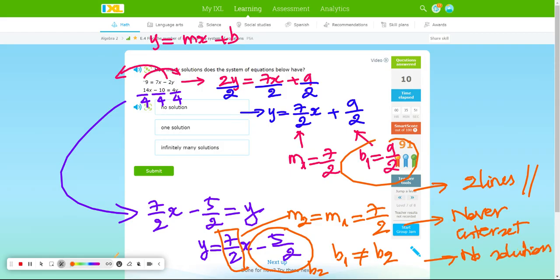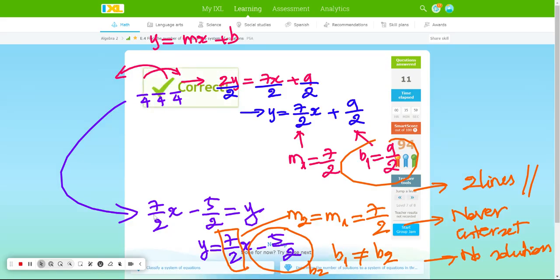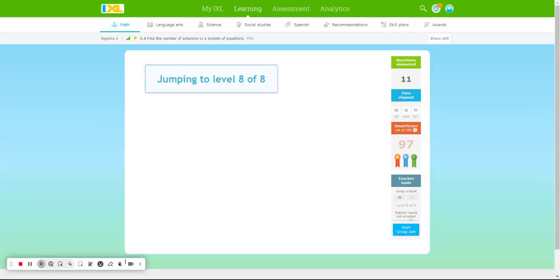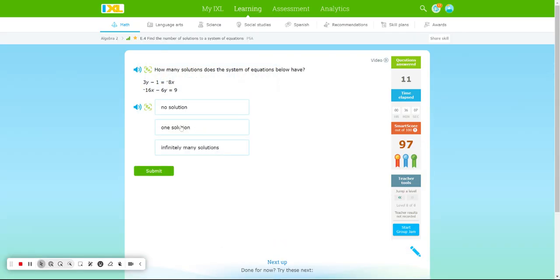So here we go. I get my cursor and click on no solution. I submit, and I'm correct. Now I can move on to the next level. Yes, I can move on to the next level.